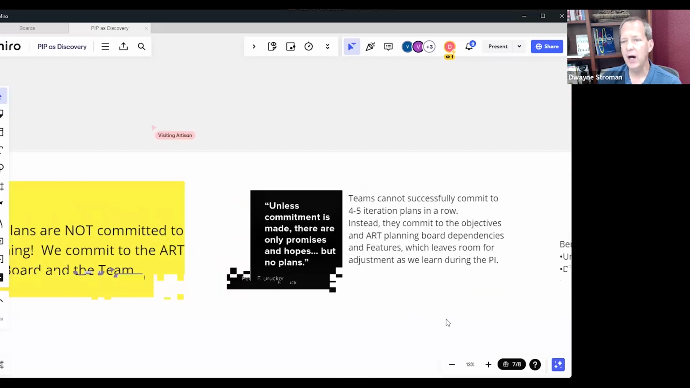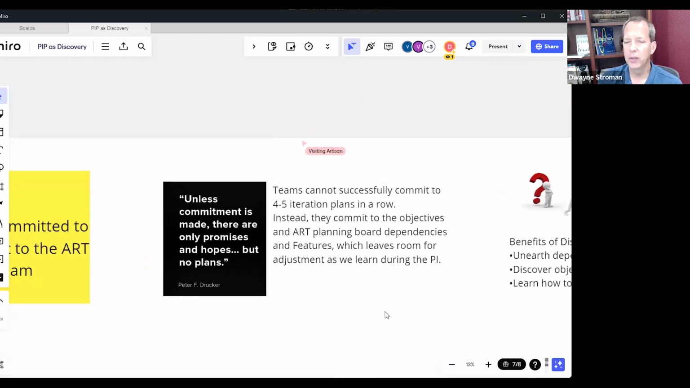Now, what this allows is teams to go, okay, so we're not being expected to commit to 4 iteration plans in a row. They don't have to be detailed and perfect and completely committed to, absolutely not. Instead, they're committing to the objectives and the ARC planning board. That allows them to create real commitment. You cannot make 4 iteration plans in a row and honestly commit to it. You just can't do it. There's too much that will change.